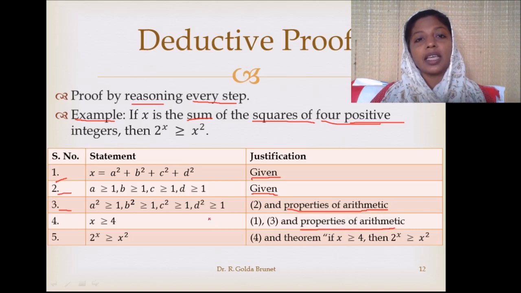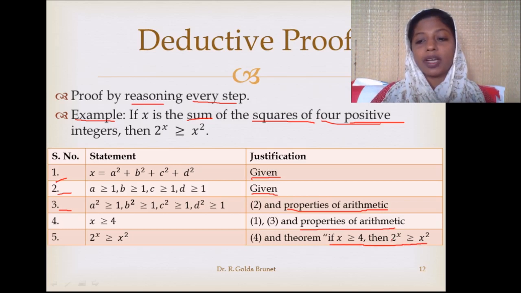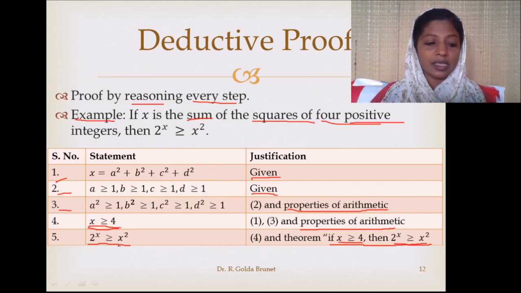Now, when we saw the proof with induction, we already proved that if x is greater than or equal to 4, then 2 power x is greater than or equal to x squared. This we have already established using induction. Now, with step number 4, we have proved that x is greater than or equal to 4. Combining step number 4 and the result established earlier, if x is greater than or equal to 4, then 2 power x is greater than or equal to x squared, we conclude 2 power x is greater than or equal to x squared. Because if the hypothesis is true, then this conclusion has to be true. And this hypothesis, x is greater than or equal to 4, we have established here to be true. So, this conclusion follows. So, this is deductive proof.